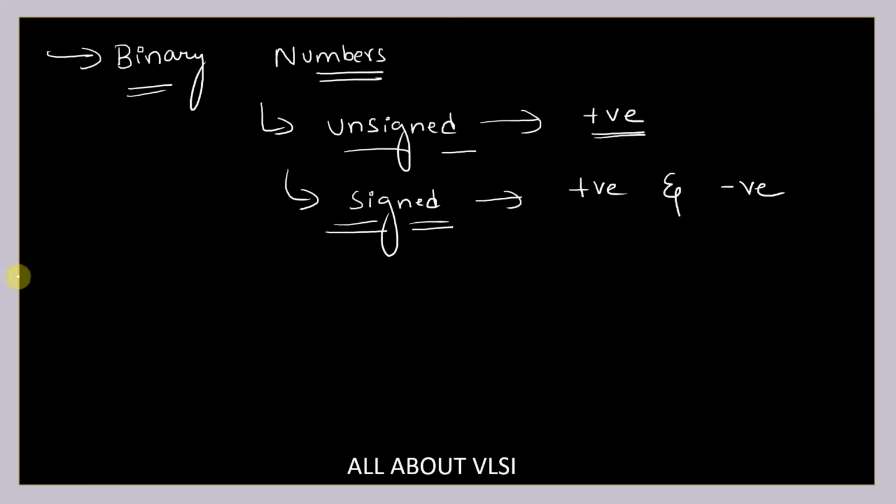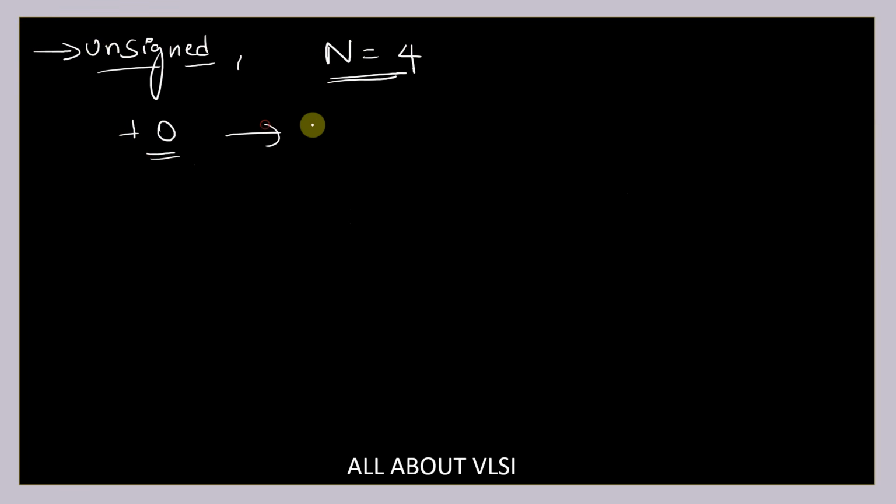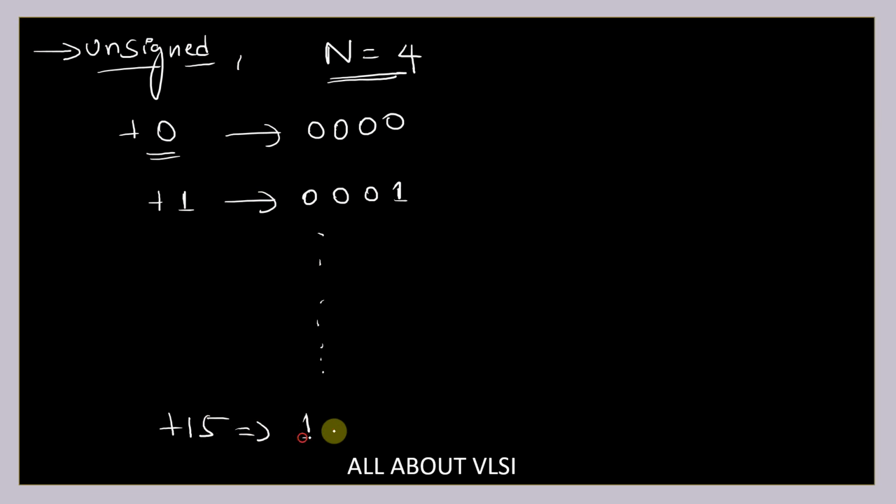Now, for example, if I'm going to consider an unsigned representation, and I'm going to allocate four bits. Let's say plus zero can be represented as 0000, plus one can be represented as 0001, and so on, up to plus 15, which is nothing but 1111.